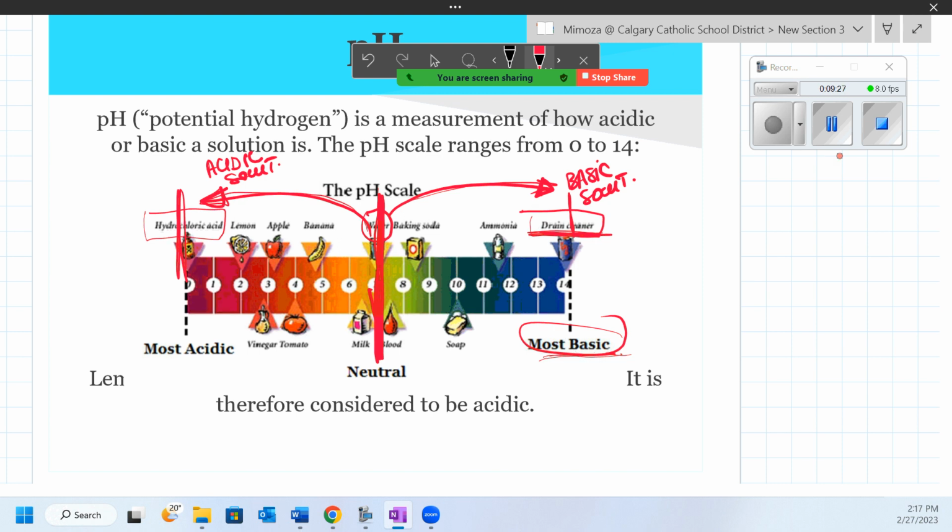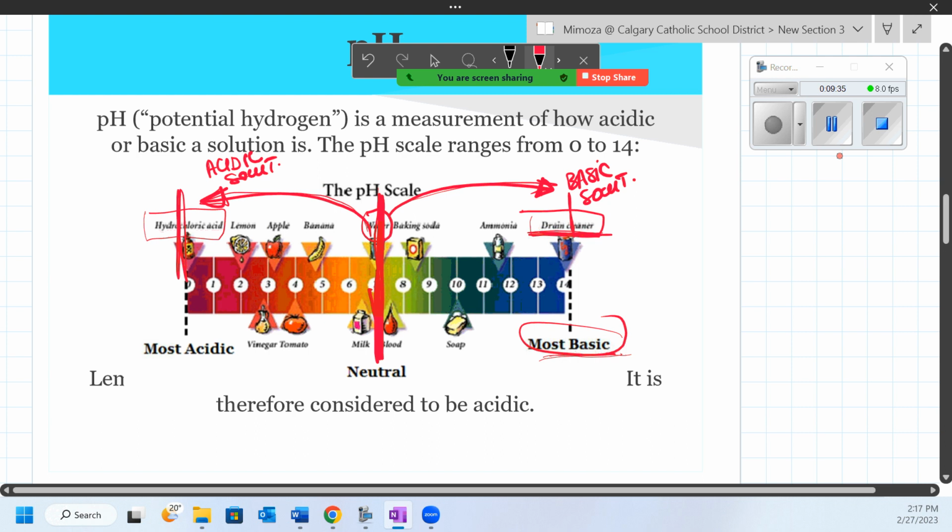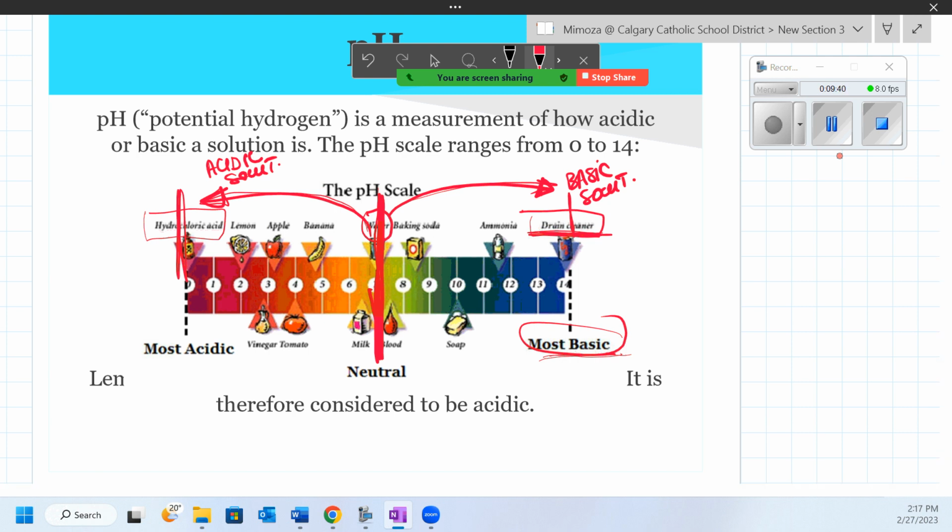So this is the explanation for the pH scale, and it is a scale that gives us an idea as to how basic and how acidic a solution is. If it is greater than 7, close to 14 is the most basic one, and less than 7, close to zero, is the most acidic one. And right at 7, what we have is water.